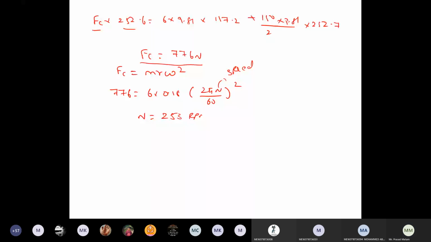Just check this problem again. Sir, we can find it by the n square formula also, right? Yes, you can find it, no issues. From there also you can find it. This is one method I am following: the instantaneous center method. From the instantaneous center method, I am taking the moments and I have solved this problem.